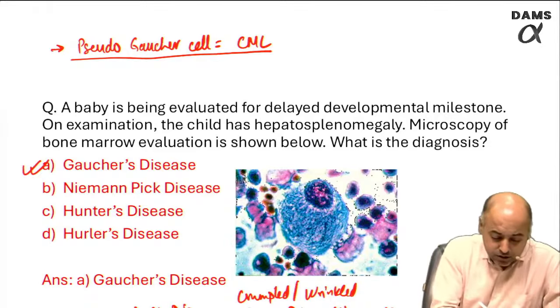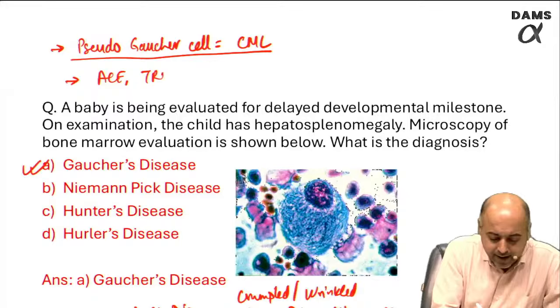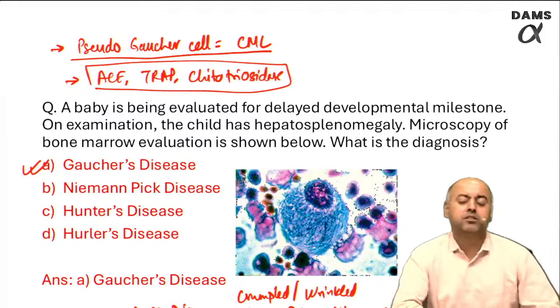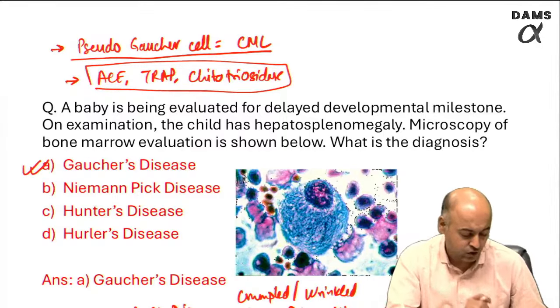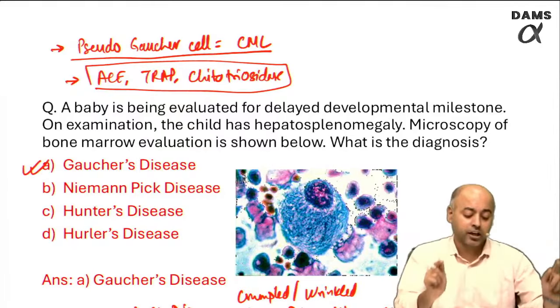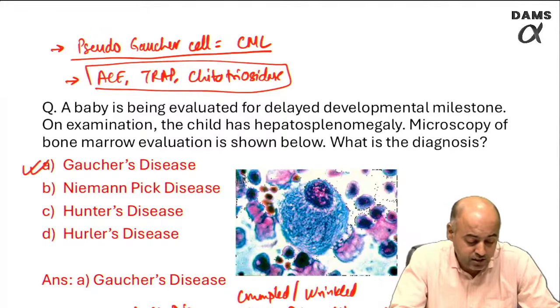In Gaucher disease, you should also keep in mind that ACE, TRAP, and chitotriosidase are simultaneously elevated. These three enzymes are simultaneously elevated in a patient of Gaucher disease, which is a strong indicator for Gaucher's. ACE, TRAP, and chitotriosidase.